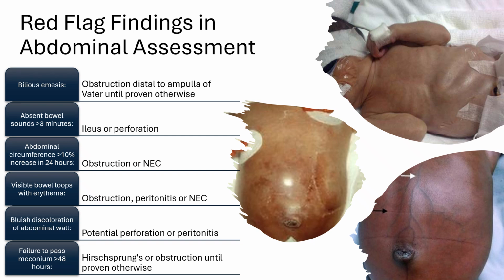Failure to pass meconium within 48 hours indicates either Hirschsprung disease or mechanical obstruction. This milestone is clinically significant and requires investigation. Your immediate response to these findings should be systematic. Establish NPO status, decompress the stomach with continuous suction, obtain appropriate imaging, and notify surgical services. These aren't subtle clinical signs. They represent urgent pathology requiring immediate action.